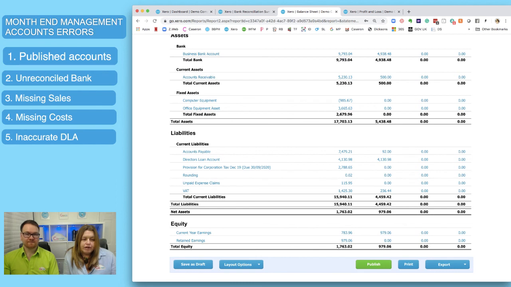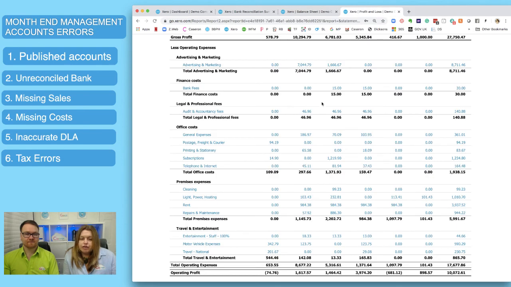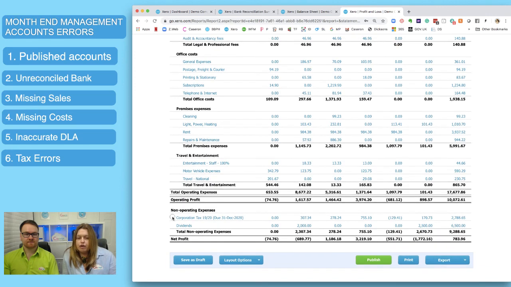Now, biggest error number 6 is tax. So let's just pop back into the profit and loss account. This is not so much an error as a missed opportunity. With our clients, we like to accrue the tax due on operating profits at the end of each month or the end of each quarter, depending on the contract that the client has.